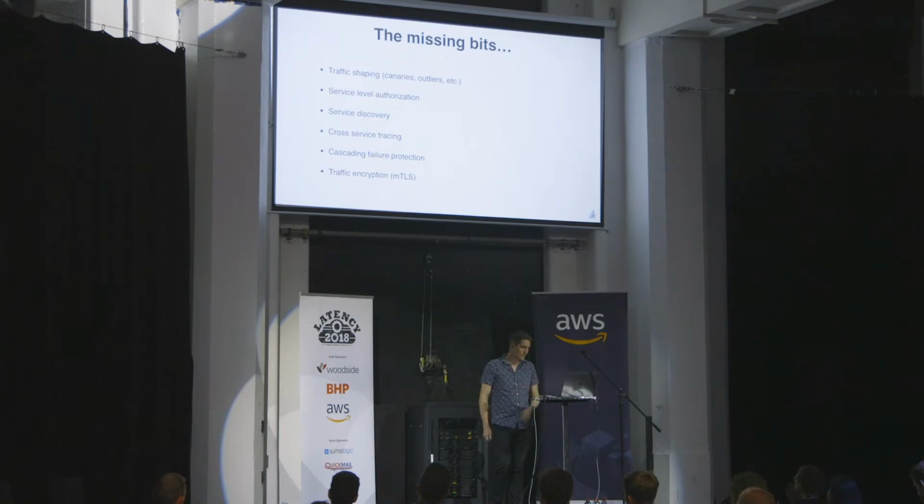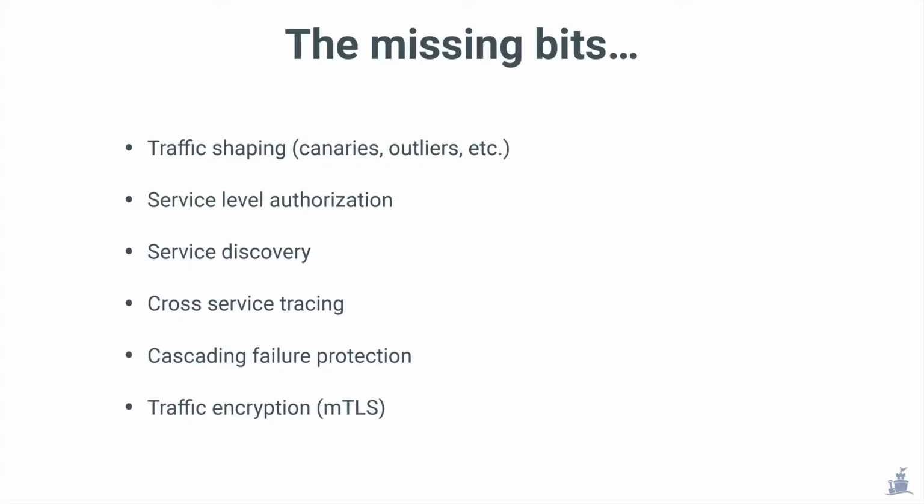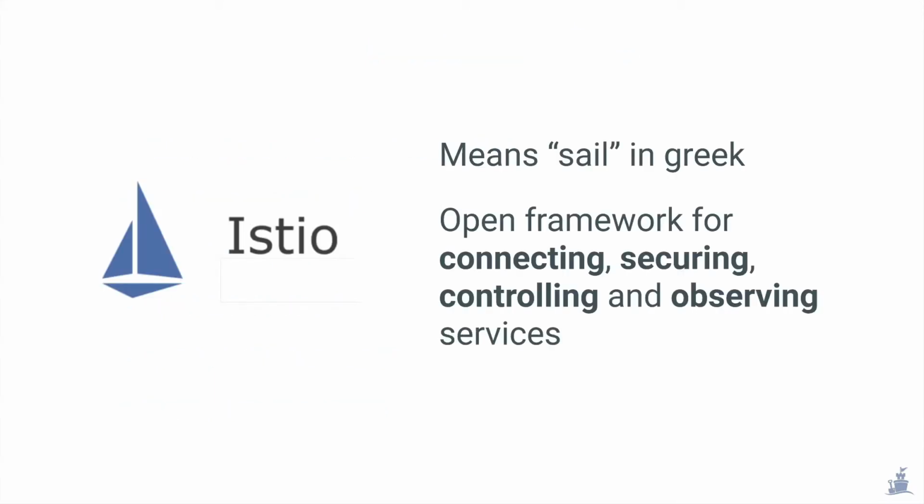And then cascading failures is another big issue in terms of the knock-on effects of you've got your microservices and then you start to have issues and that pushes down the line and can potentially bring down a whole bunch of services. So this is where Istio comes in.